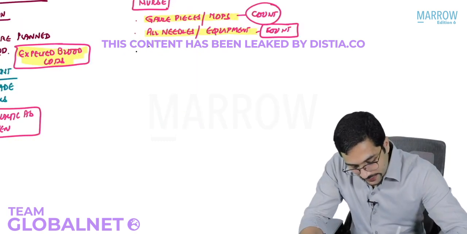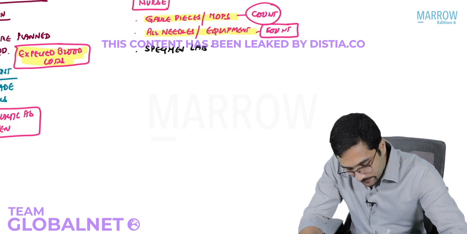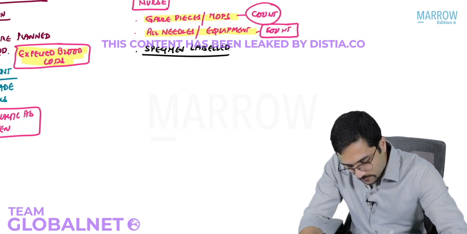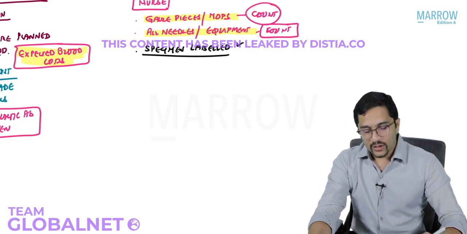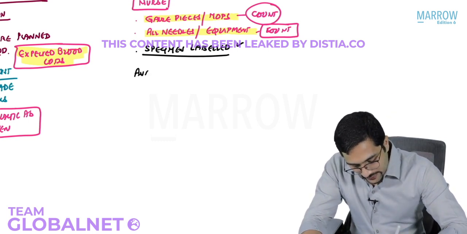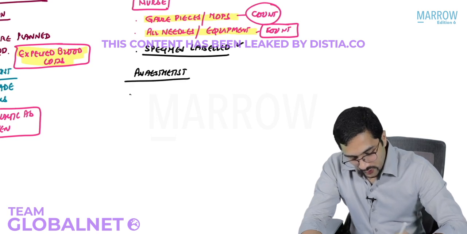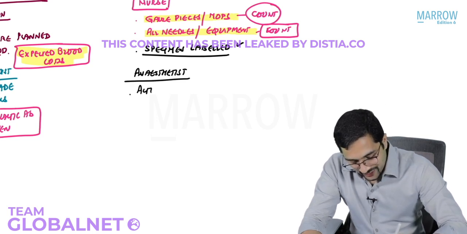Another thing is that if a specimen was removed, has the specimen been labeled? So whatever specimen you've removed for pathology, has that been labeled or not? And finally, the anesthetist has to say, what is the actual blood loss?